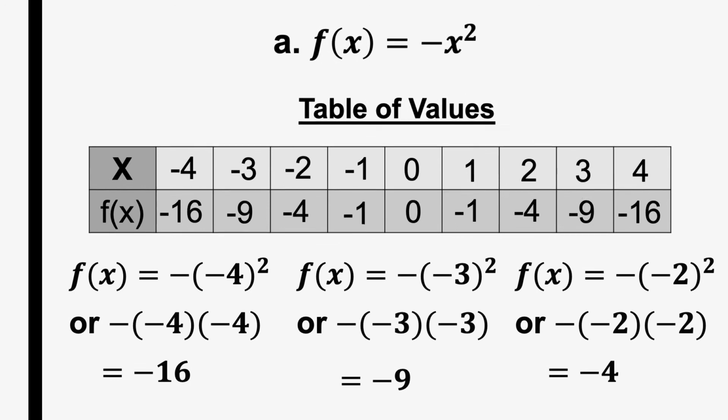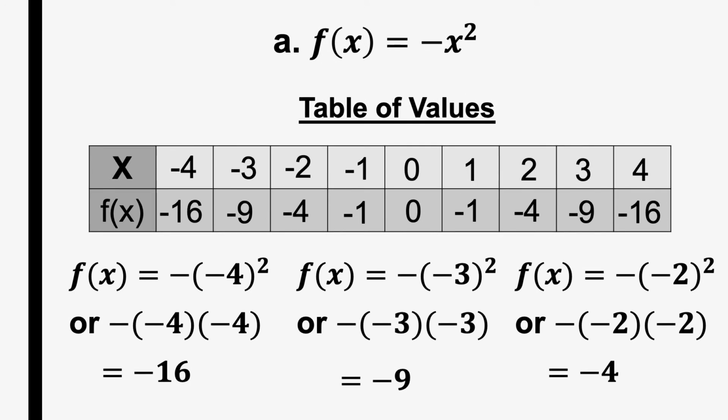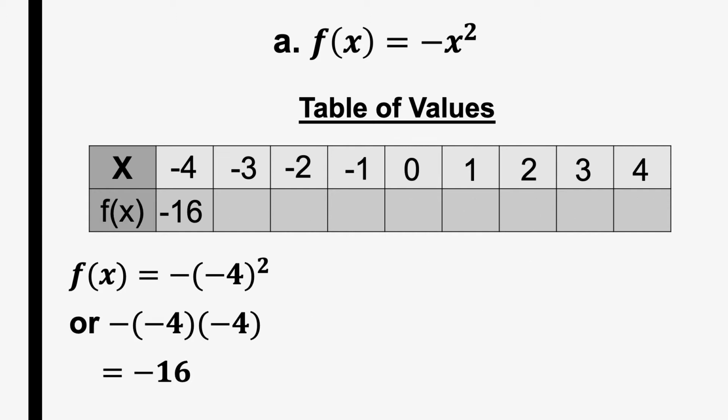So we have here f of x is equal to negative x squared. First, make a table of values. So for the value of x, we have negative 4, negative 3, negative 2, negative 1, 0, positive 1, positive 2, positive 3, and positive 4. To get the value of f of x, all we need to do is to substitute the given value of x to our function.